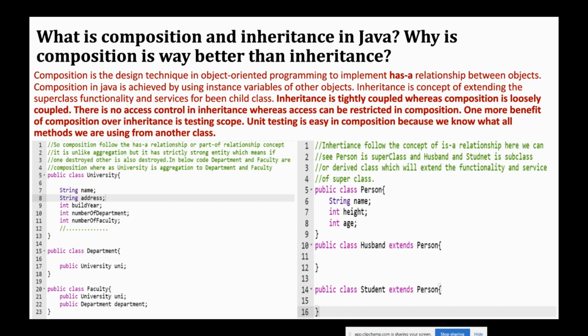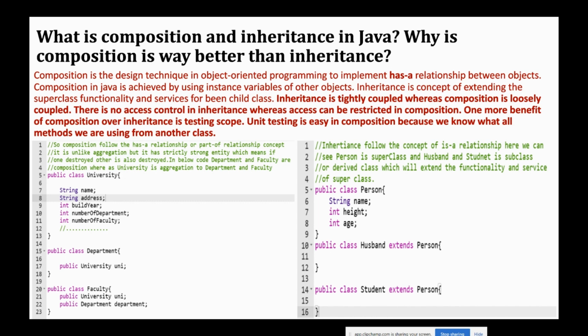Composition in Java is achieved by using the instance variables of another object. Inheritance is a concept of extending the superclass functionality and services, on the other hand, like inheritance for being a child class. Inheritance is tightly coupled, whereas composition is loosely coupled. There is no access control in inheritance, whereas access can be restricted in composition.